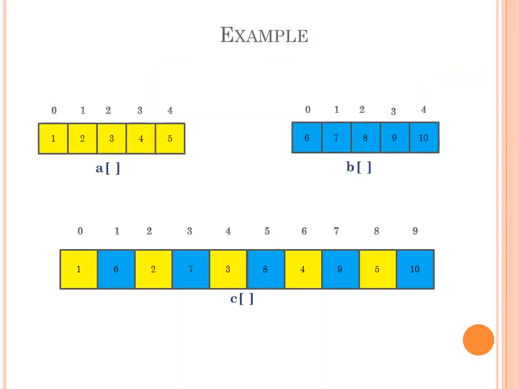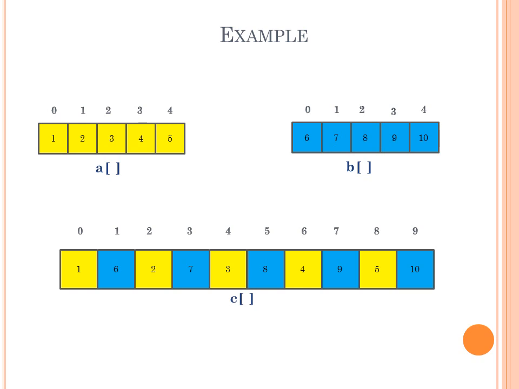Now let us discuss the previous example of merging. In this example, there are two different arrays, that is A and B, and there is a third array, that is C. So C should be initially empty. By using a loop, the values of A and B should be inserted in C in an alternate manner, as I have mentioned in the previous slide.